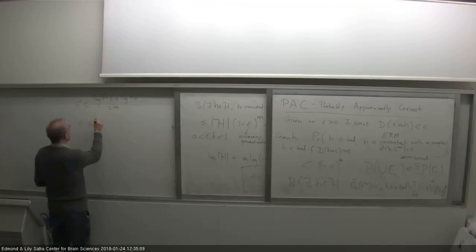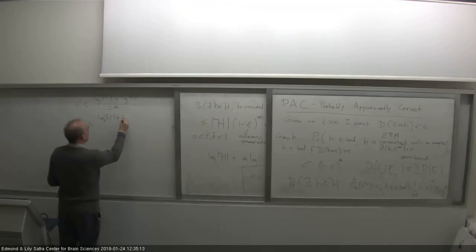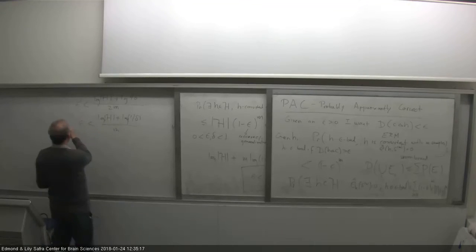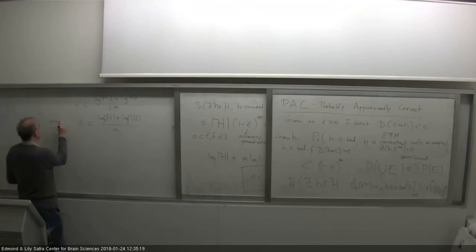So in proper learning I get actually a better bound. The epsilon looks like log H plus log 1 over delta, divided by m. This is proper, and this is general or improper. Okay, so this is slightly weaker.